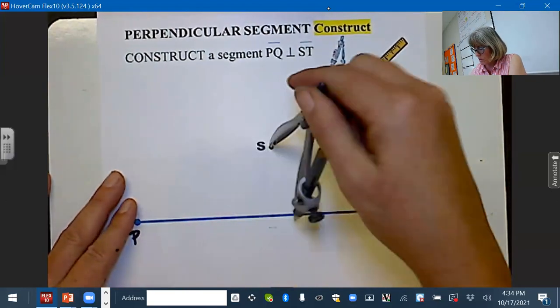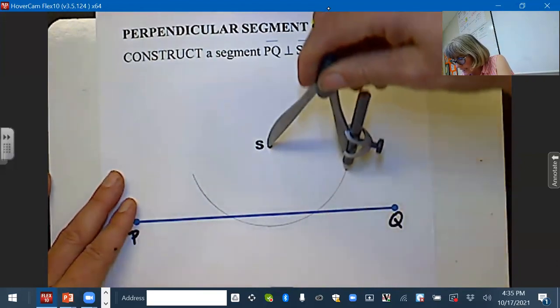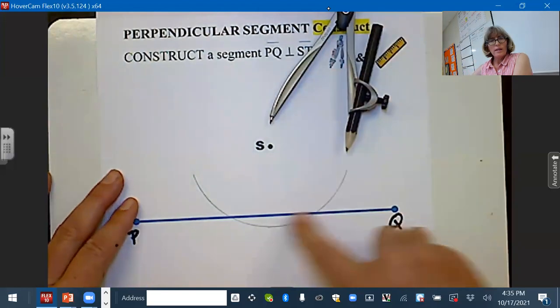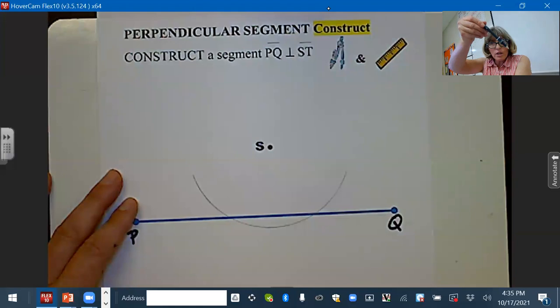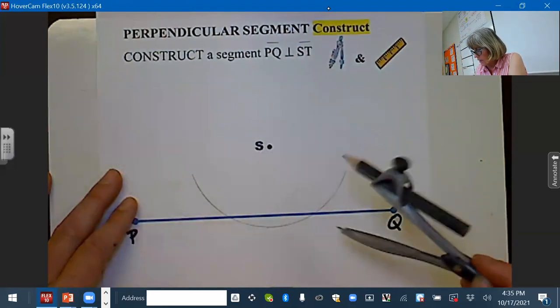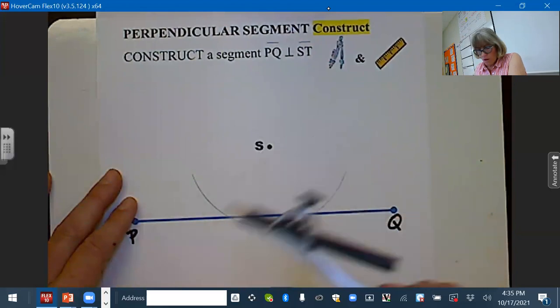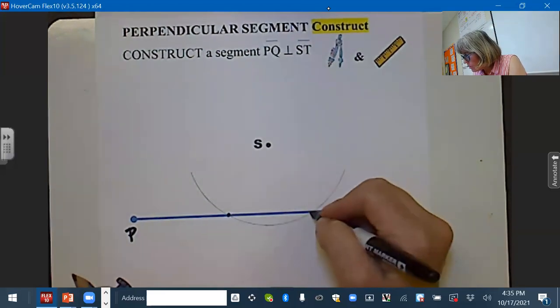Pick up your compass and you do a smiley, a sweep. It's a tilt, twirl motion. Tilt, twirl. Don't change your compass setting. You have 2 points of intersection. I call these the dimples. See? Dimple, dimple.